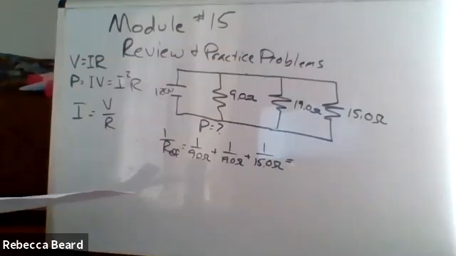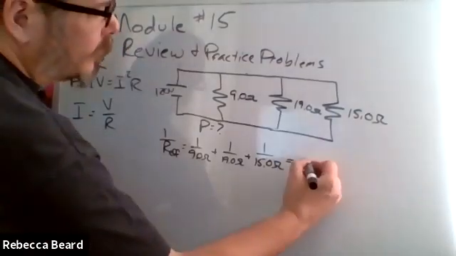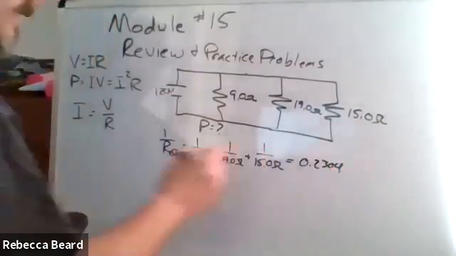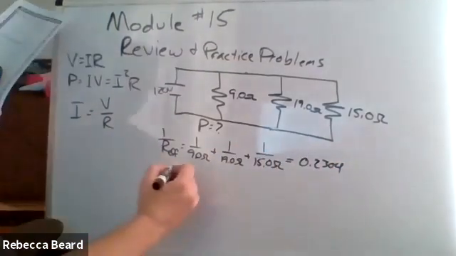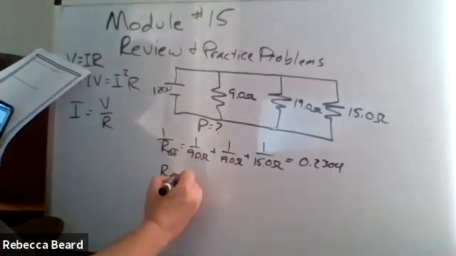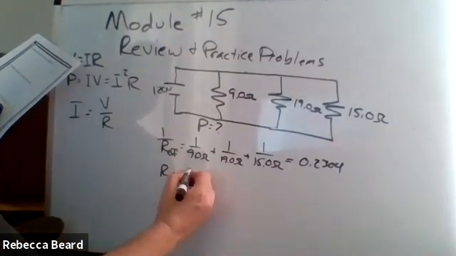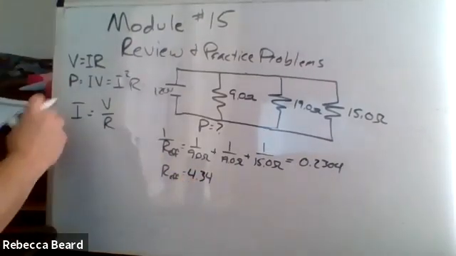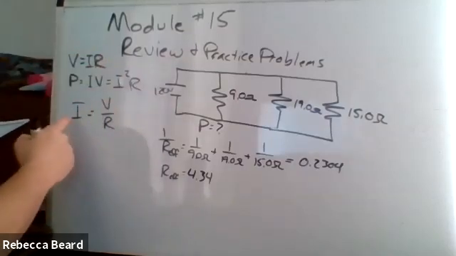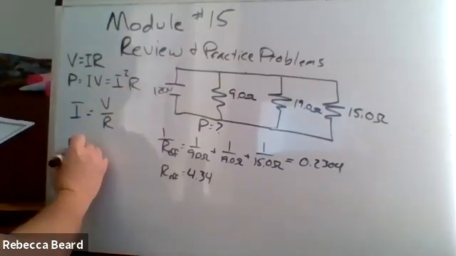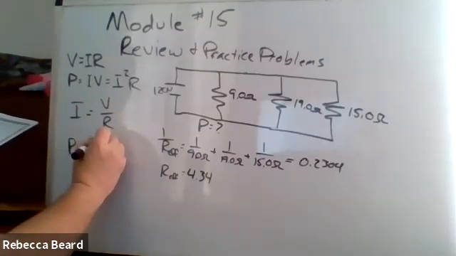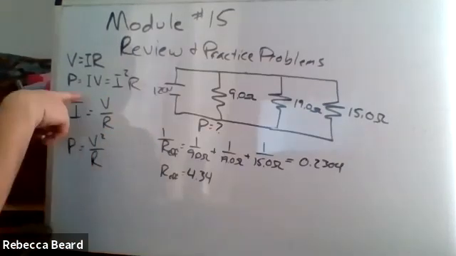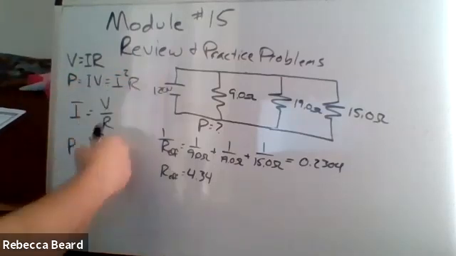19, 1 over, plus 15, 1 over, plus. That all is going to be 0.2304. We do a 1 over that, and we get an effective resistance of 4.34. Now we're going to do the same thing we did before, so we put that back in there. Power is going to equal V squared over R squared multiplied by R. Yes, V squared over R.